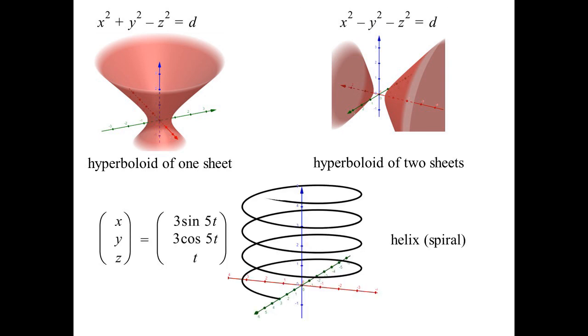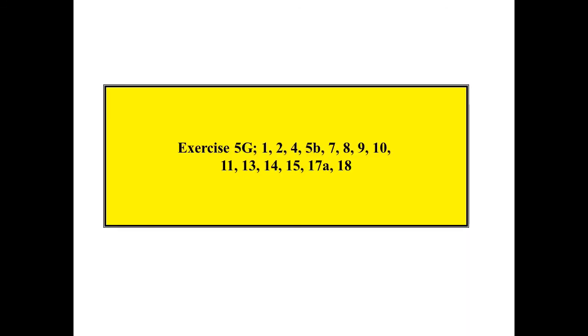And we'll finish with the helix, a wonderful spiral. And whilst I say you don't need to know that, that was in last year's HSC. But there's your helix in parametric form. I've written it there, 3 sine 5t, 3 cos 5t, and t. And that finishes vectors.